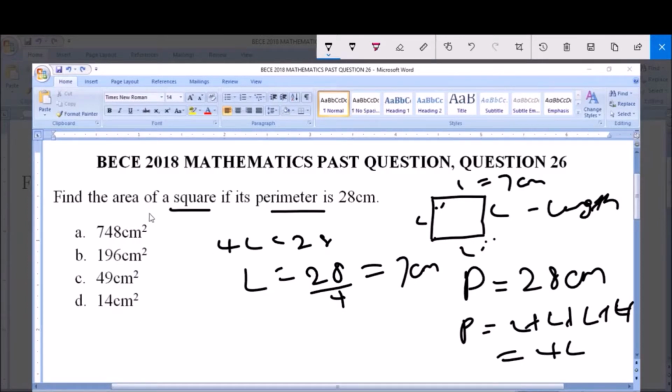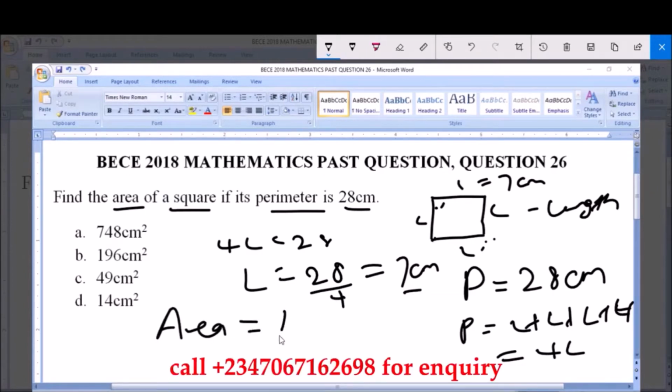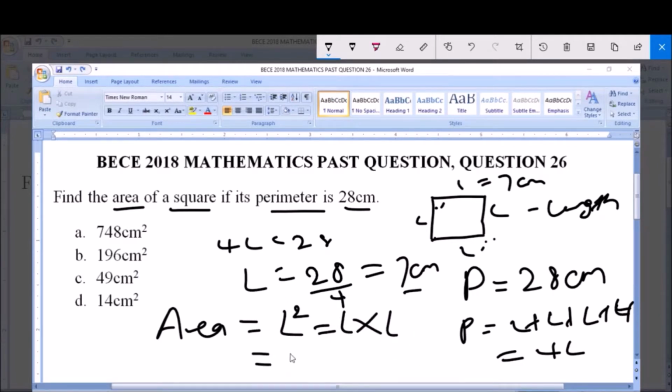Now the question says we should find the area of this square. Since we've been given the perimeter of the square to be 28, and we've derived that our L, the length of each side, is 7. And remember, the length of each side of a square is equal. We can now see that the area of a square is given as L squared, which is L times L, and we have L to be 7 centimeters. So therefore the area of the square is equal to 7 times 7, and 7 times 7 is equal to 49.